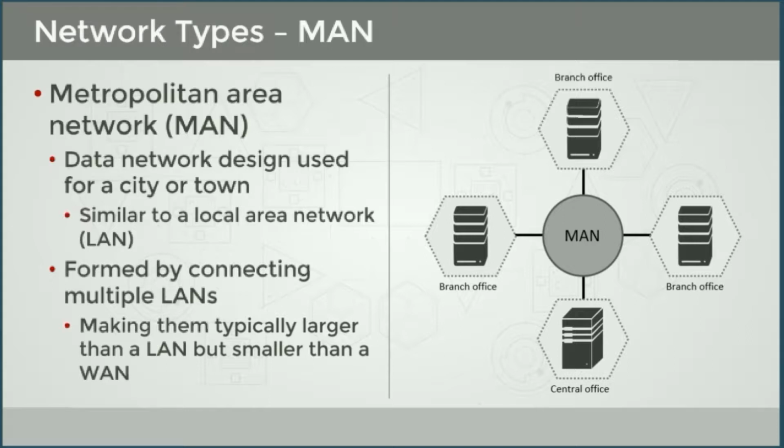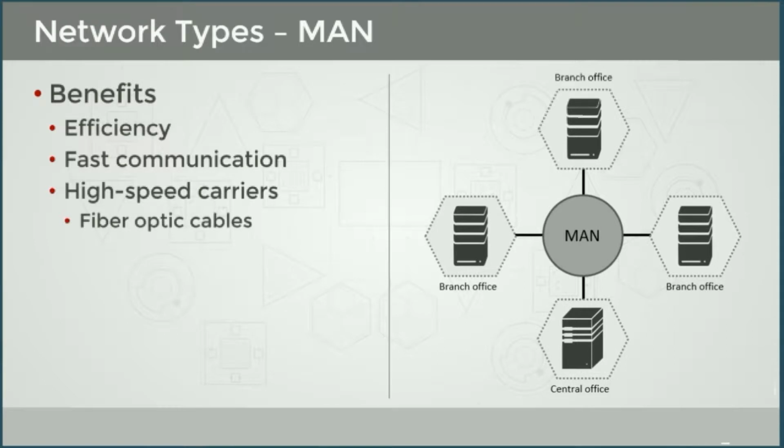So again, you might see this in large organizations that do have multiple locations, but again, still relegated to the same metropolitan area. Now, this does have several benefits: efficiency, fast communication, high-speed carriers such as fiber optic cabling. They typically have dedicated communications, so you aren't sharing those connections with anyone else like you might be if you were using the public internet and VPNs, for example. So this allows for a number of benefits.